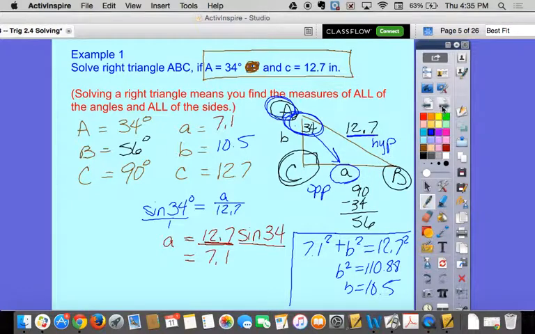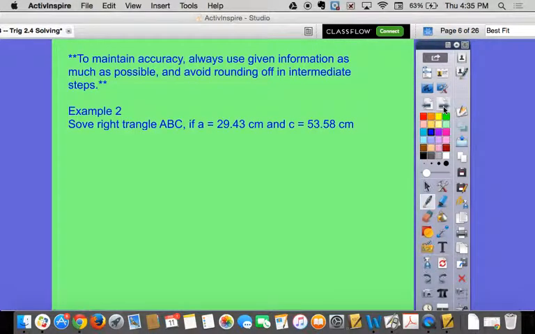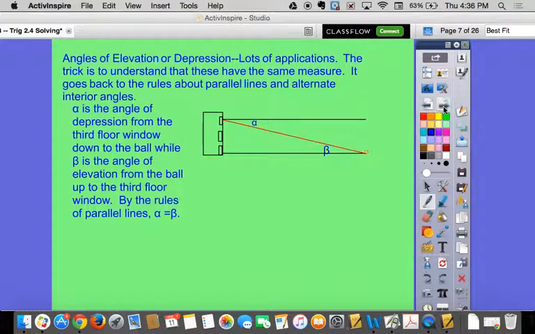There you go. It just takes practice. These aren't hard. They're just long and annoying. So we're going to skip this one just because they're long and they're time consuming. Let's look at some word problems.